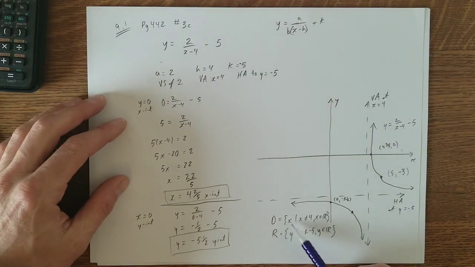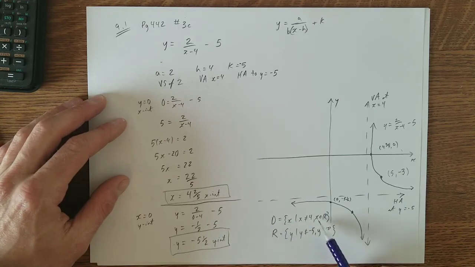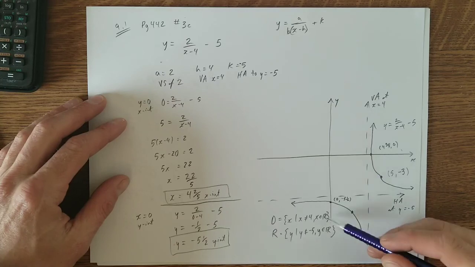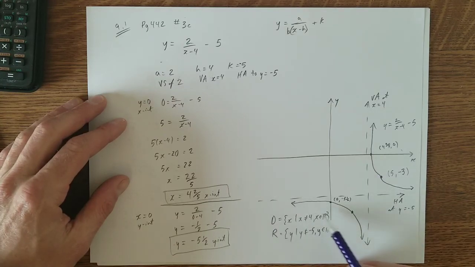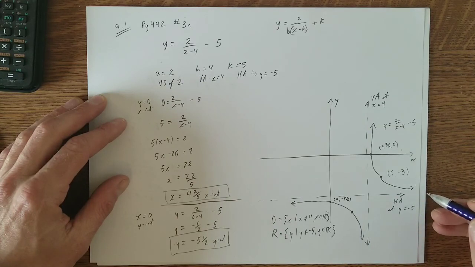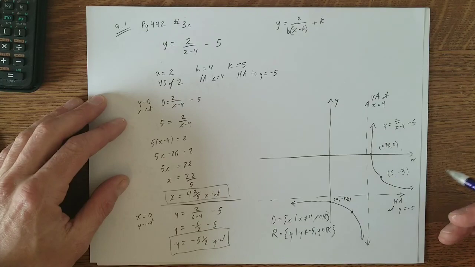For my domain, I can have all values except for 4, and then any other x's. And then my range is going to be all y values except for negative 5. And yeah, that's it. Hope that helps.